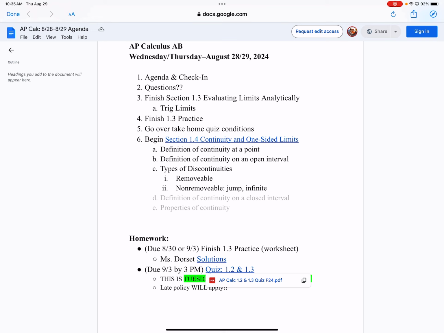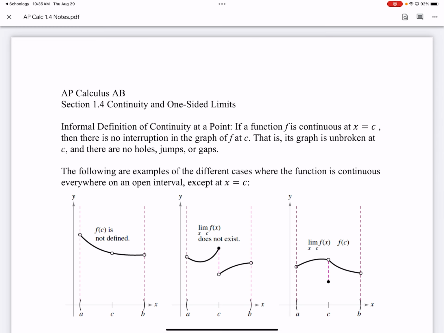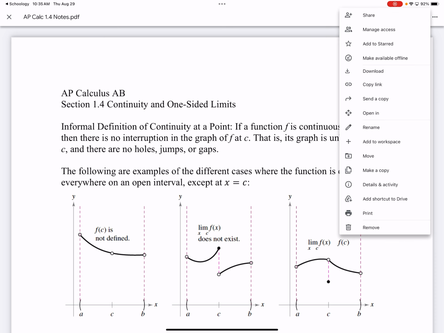All right, you guys, let's switch over to section 1.4. Once we get to where I stopped with the other classes, I'll let you have time to start working on the 1.3. I would complete the 1.3 practice before starting the quiz, would be my suggestion.